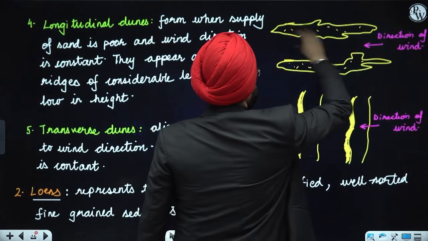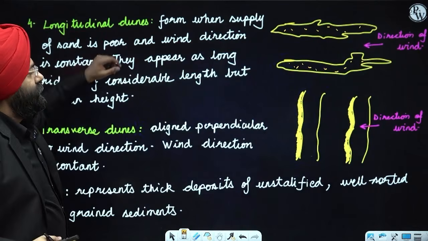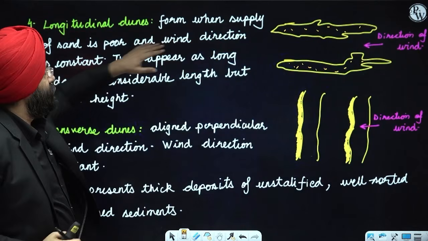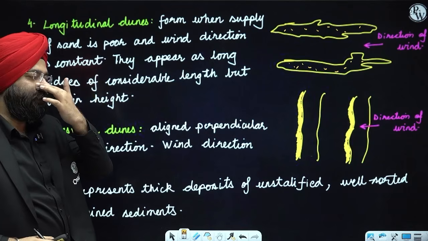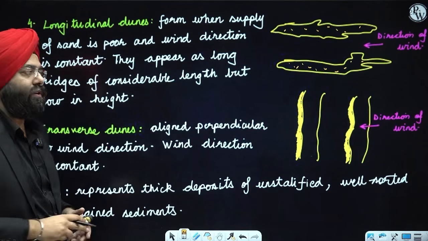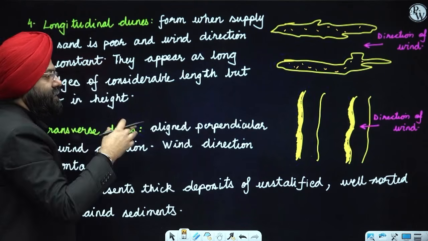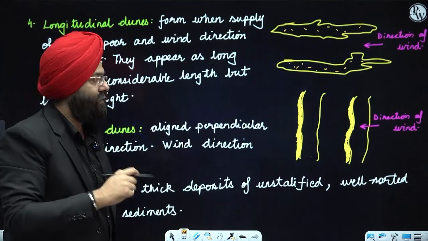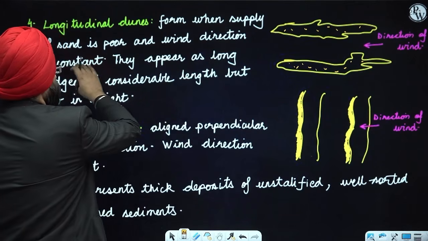And this is the direction of wind. Now see here. These are formed when the supply of sand is poor. That means the sand that is present is of lesser quantity, right? Supply of sand means a lesser amount of sand is present. And the wind direction is constant.